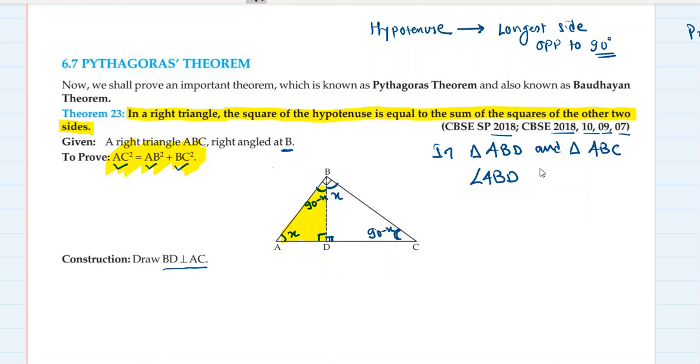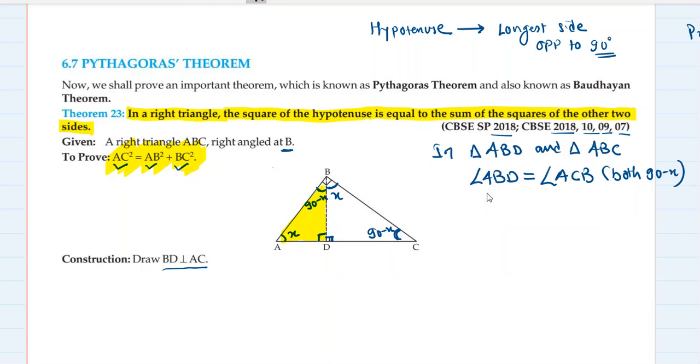So angle ABD equals, angle ABD is 90 minus x, right? Can you tell me which angle in the big triangle ABC is also 90 minus x? This one over here. That is angle C. That is how you will write it: angle ACB. Angle ABD is equal to angle ACB, both 90 minus x.